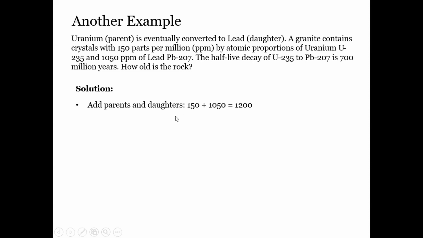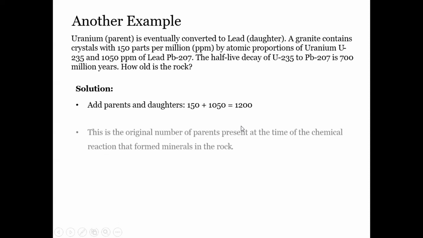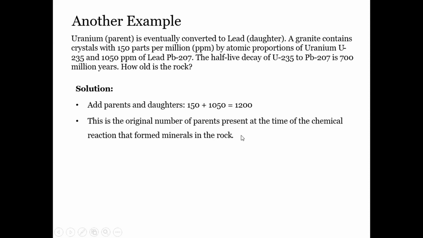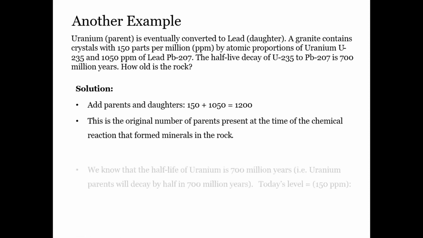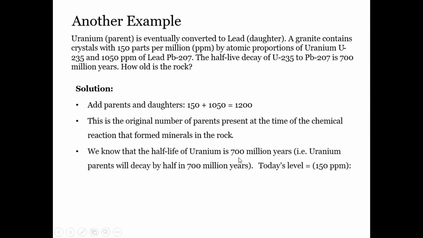So what we know is the parent and the daughter parts per million crystal values: 150 parts per million in atomic proportion of uranium and 1050 ppm of lead, so it's about 1200. This is the original number of parents that were present at the time of the chemical reaction that formed the mineral in the rock. We know that the half-life of uranium is 700 million years, so the uranium parent will decay by half in 700 million years.